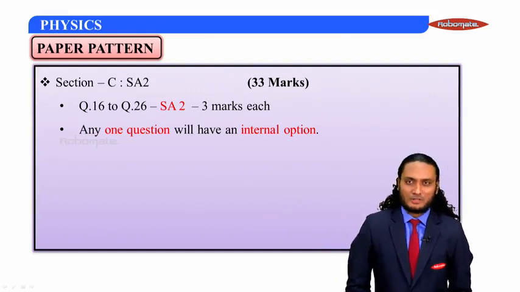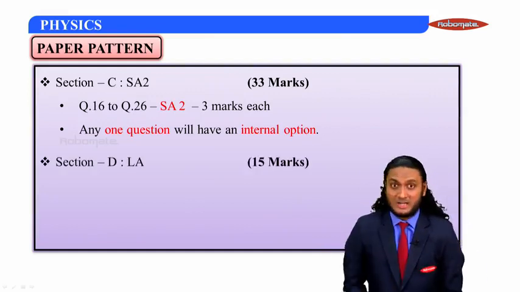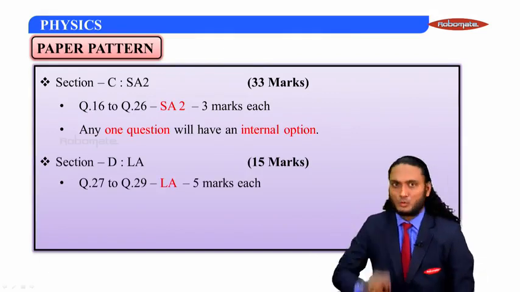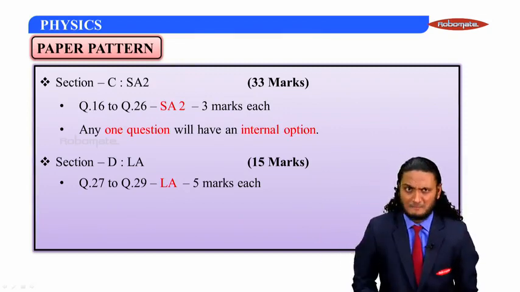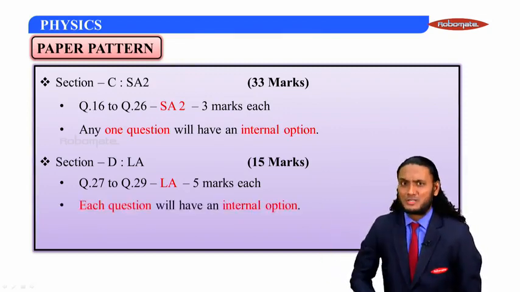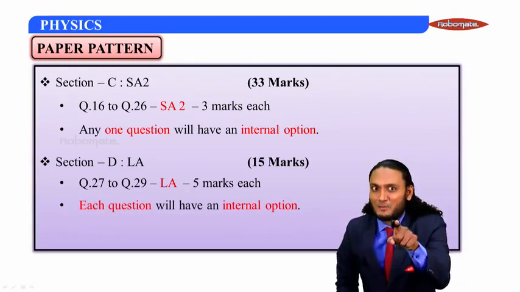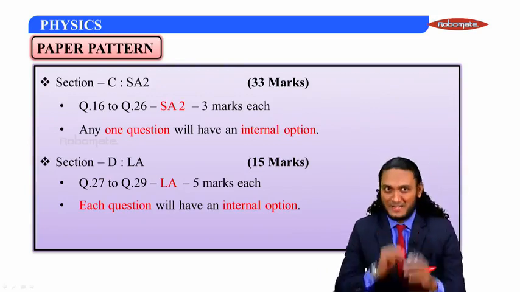Alright. Now, moving on to the last section. It is section D, which contains a long answer question, and it is for 15 marks. That is, question number 27 to 29 is long answer question, 5 marks each. And now students, here, all the questions will have an internal option. Again, internal option will be from, yes, the same chapter. So don't neglect any chapter.